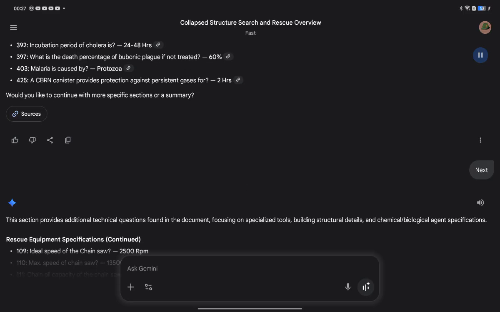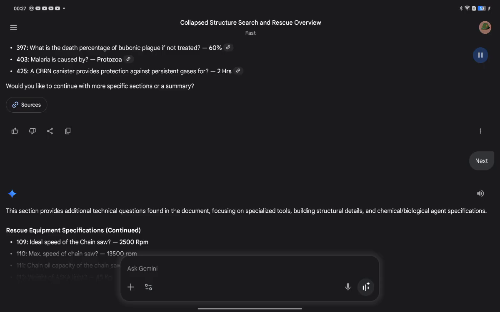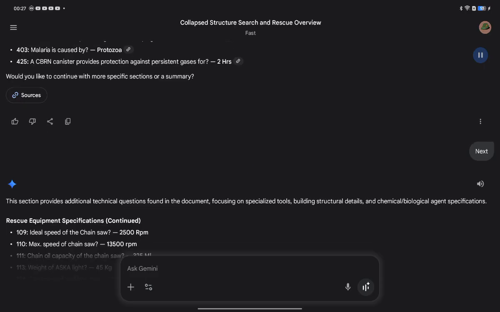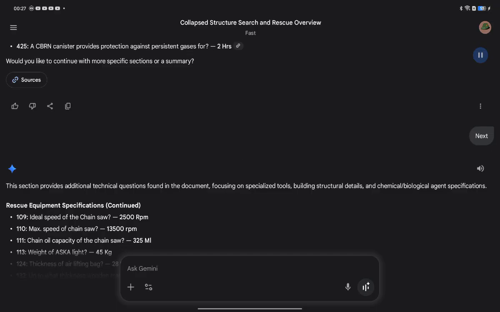397. What is the death percentage of bubonic plague if not treated? 60%. 403. Malaria is caused by protozoa. 425. A CBRN canister provides protection against persistent gases for 2 hours.